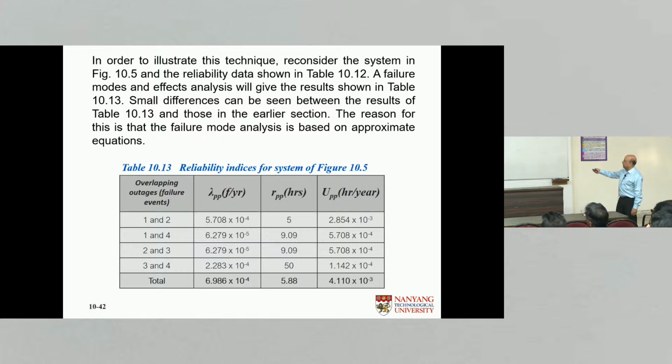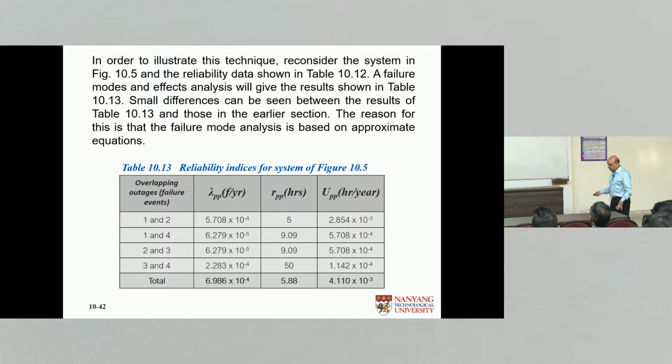And using the equations for 2 components in parallel. The elements or components of a cut set are in parallel, right? And then all the cut sets are in series. So I can add this to get the total lambda, clear? And I can add this to get the total U, and the total R is total U divided by total lambda. That's how you get this number. Okay, so it can be done.